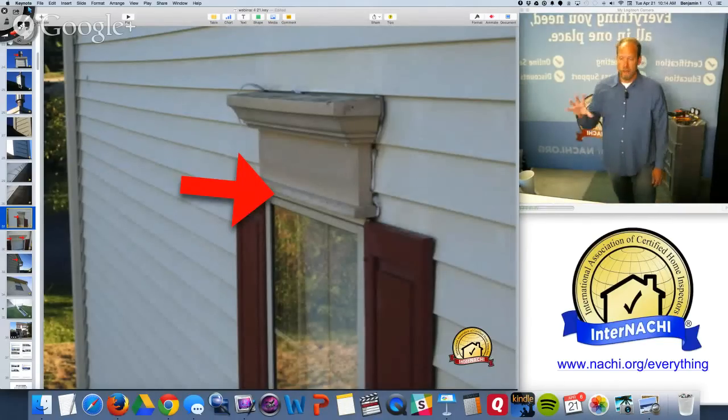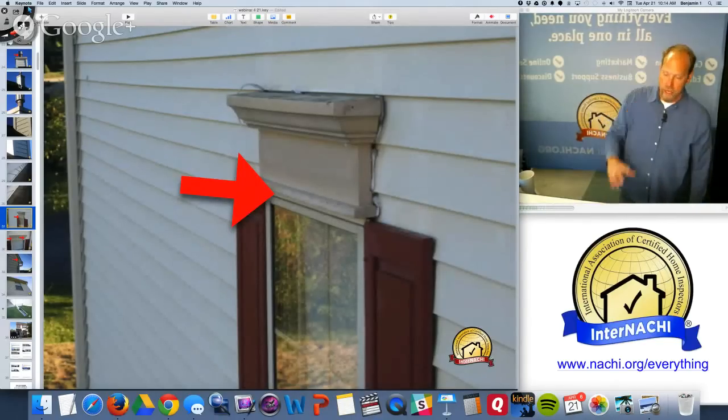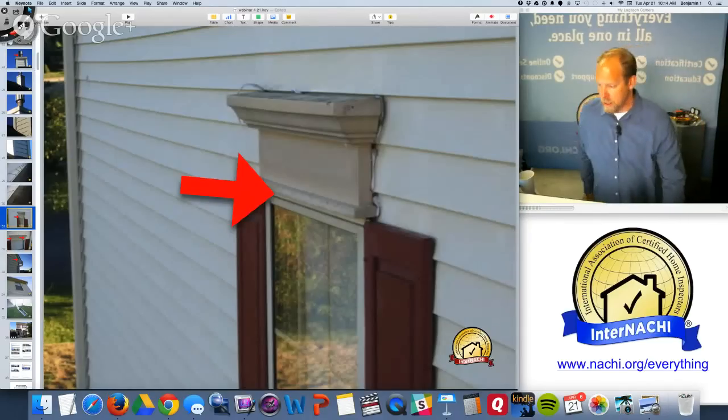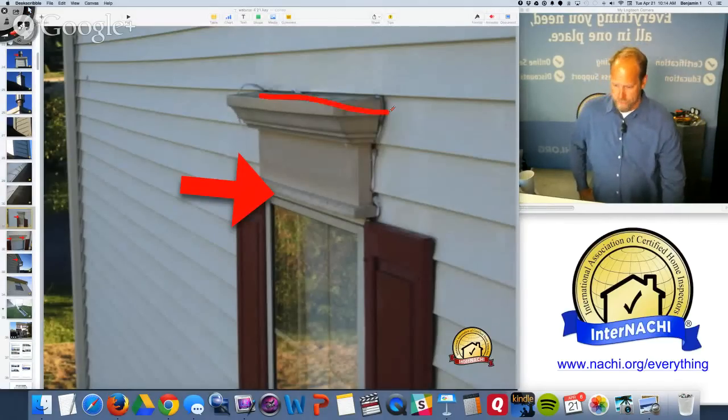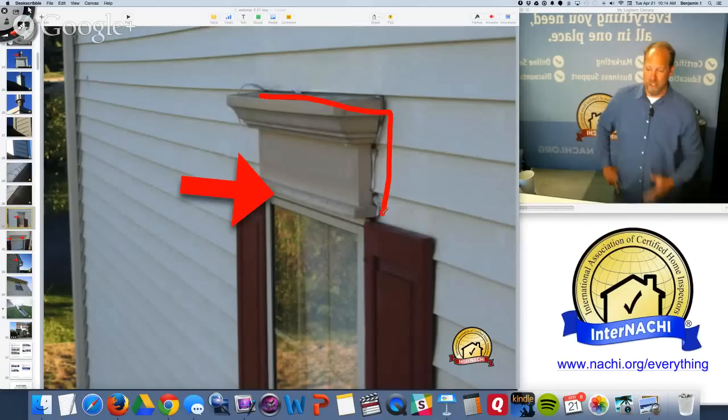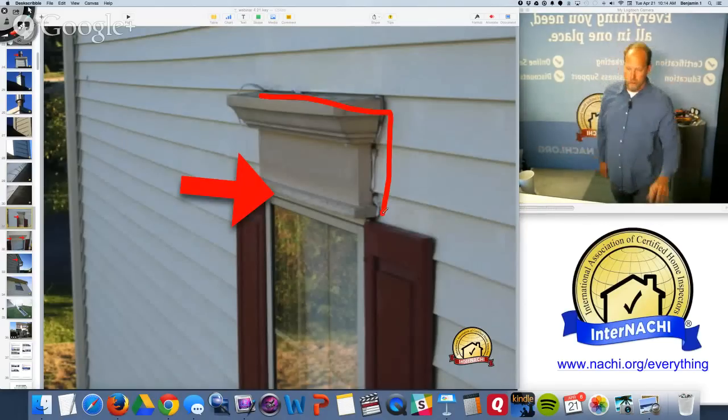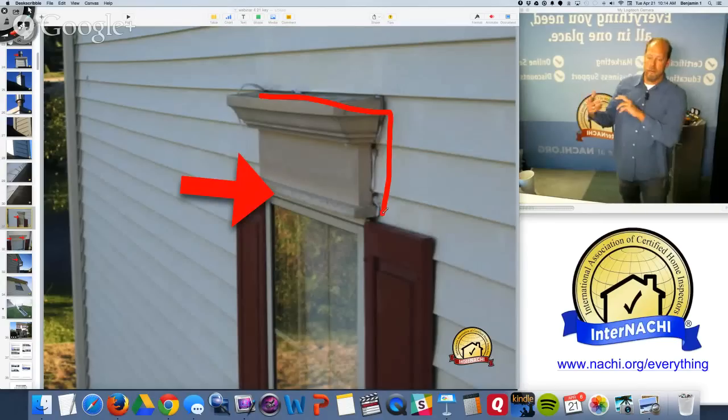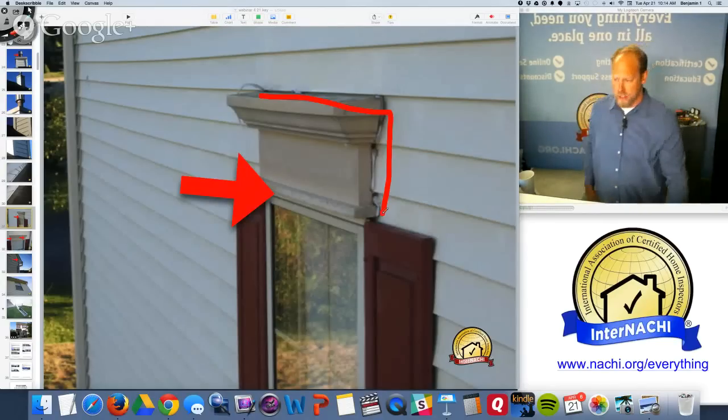This is a cosmetic application to the vinyl siding. There's a lot of silicone that has been added, and it doesn't really matter what's going on. It's cosmetic. You should be able to remove this decorative piece and still have proper flashing at the head of the window.